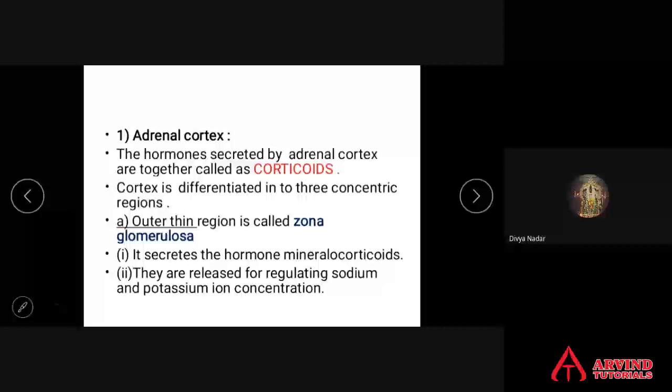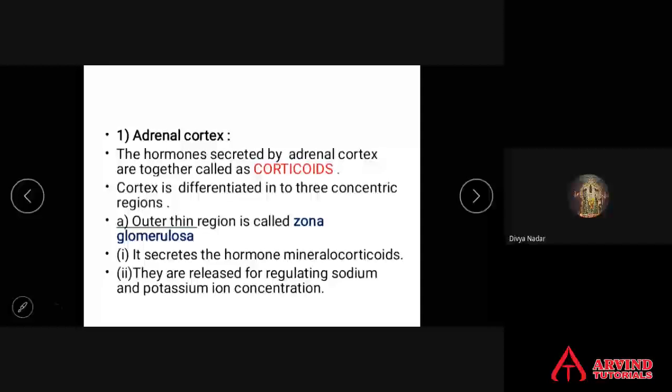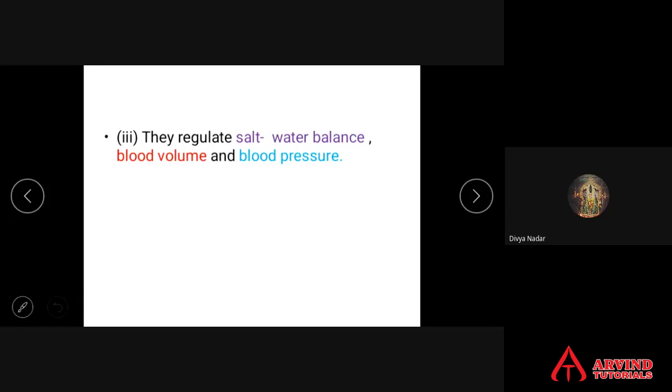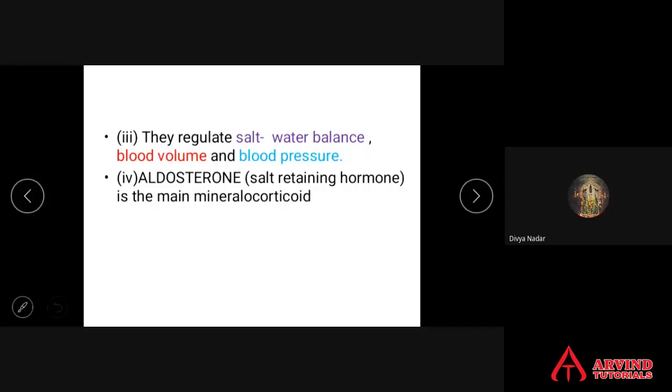Mineralocorticoid is a hormone secreted by the outer thin region called zona glomerulosa. They are released for regulating sodium and potassium ion concentration. They regulate salt water balance, blood volume, and blood pressure. Aldosterone, the salt retaining hormone, is the main mineralocorticoid. It balances sodium and potassium levels.